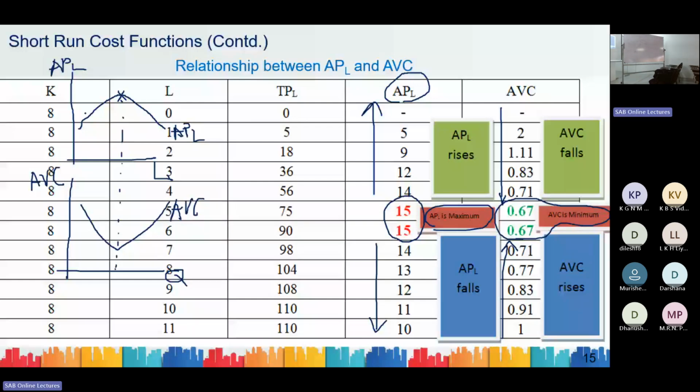When average product of labor is increasing, average variable cost is decreasing. When average product of labor is at its maximum, average variable cost is at its minimum. When average product of labor is declining, average variable cost is rising. So here you have to be careful. We put labor on the horizontal axis when we are drawing production curves. We put quantity on the horizontal axis when we are drawing cost curves.